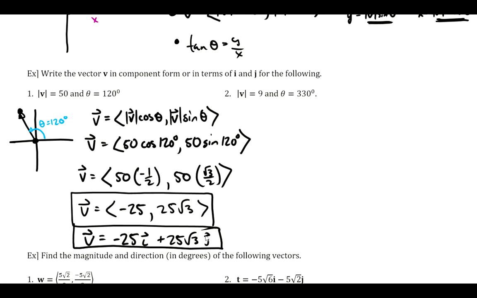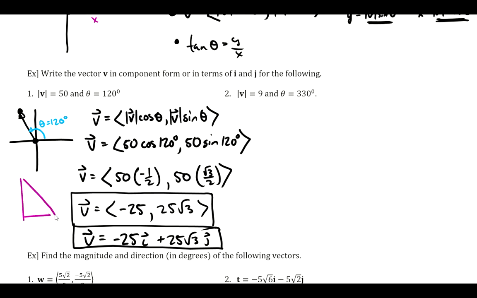Okay, so that's it. And notice the x-coordinate of our horizontal component is negative. So that, yeah, to the left, and then positive vertical component means I should go up. Yes, that's looking good.